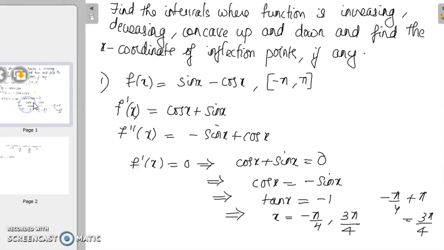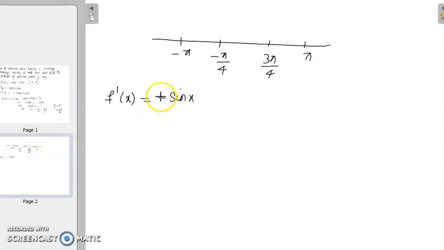Okay, what is f dash of x? F dash of x is, okay, that is sin x plus cos x. So this is plus sin x plus cos x. So let me take values between this.